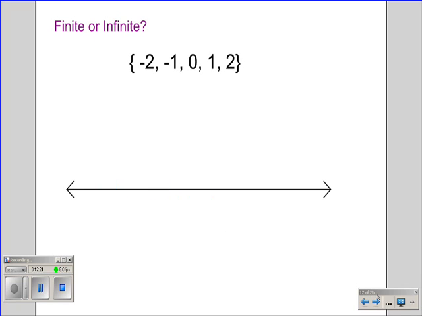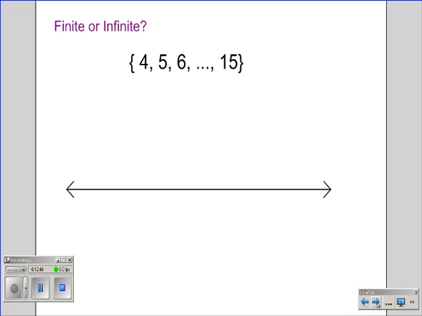Finite or infinite, and justify why. The given set, -2, -1, 0, 1, and 2, has a starting point and an ending point. I can count how many elements. There's 1, 2, 3, 4, 5 elements. Therefore, it is finite.